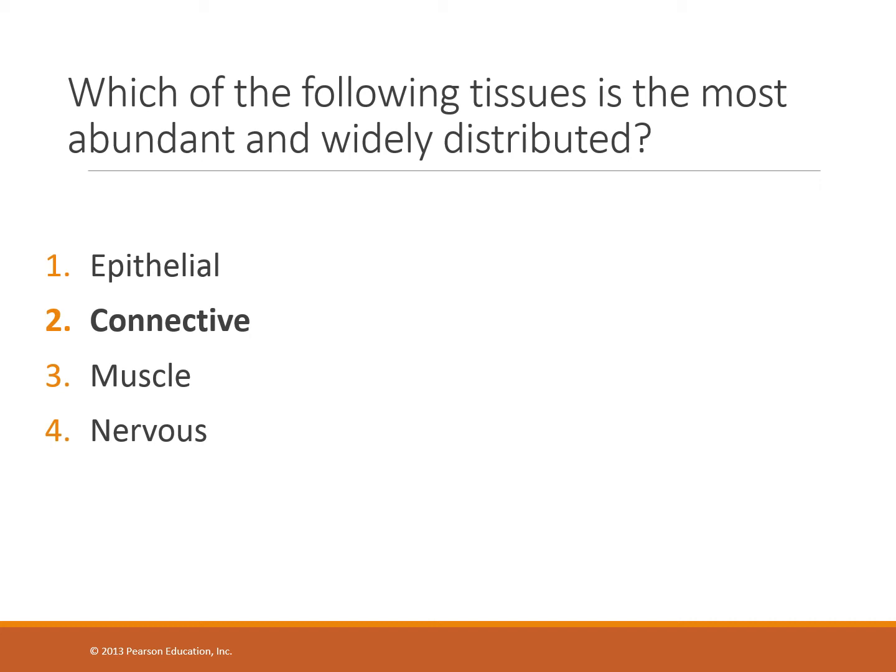Number 2, connective tissue, is the correct answer here. Connective tissues are the most abundant throughout the body. Remember, connective tissues include your bones, your cartilages, your fats, your blood, and a whole host of other tissues.